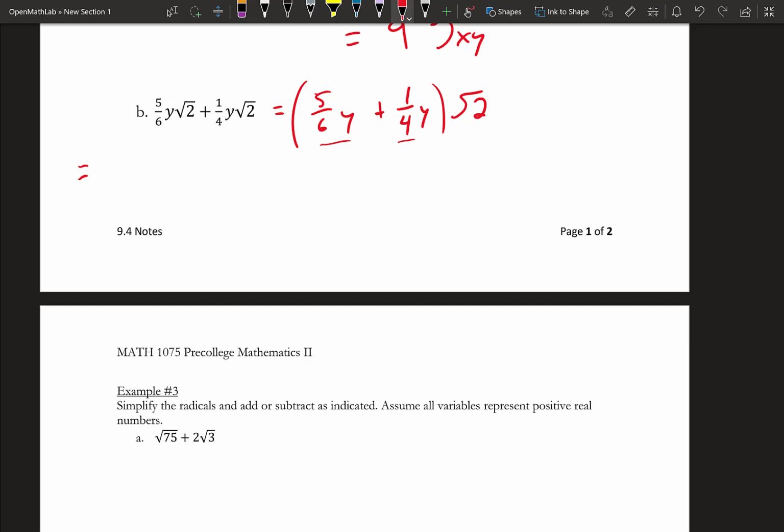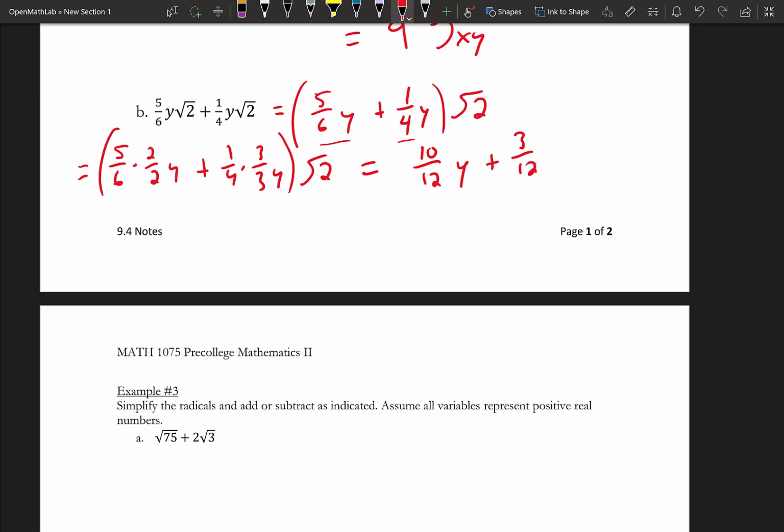But we need to get like denominators. A common denominator between 5/6 and 1/4 would be 12. So 5/6 times 2 over 2 times y plus 1/4 times 3 over 3 times y, all times radical 2, which would equal 10/12 y plus 3/12 y times radical 2. Then 10/12 plus 3/12 will give me 13/12, so we get 13/12 y times radical 2.